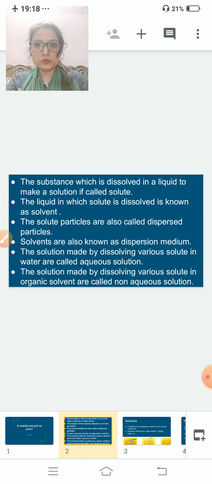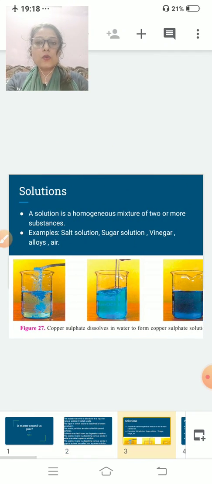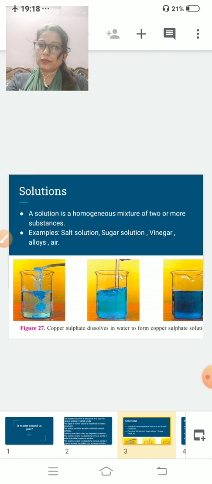I think this is clear to you. Now, solution. A solution is a homogeneous mixture of two or more substances. Examples: sugar solution, salt solution, alloys, air. In simple language, if two or more substances completely mix with each other and you can't see any difference or any separation line, that type of true mixture is known as solution. Clear?